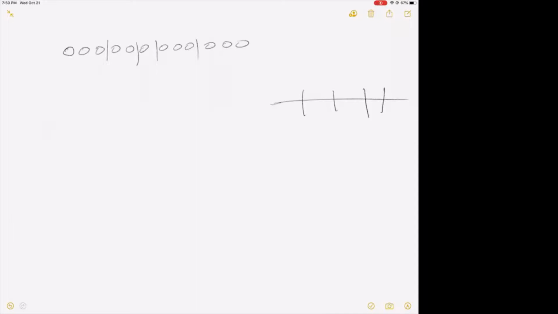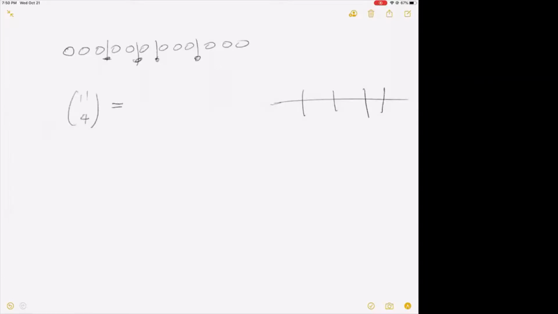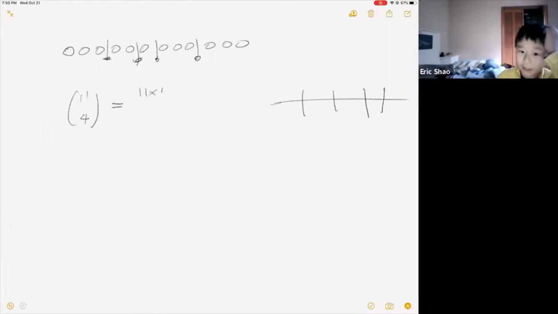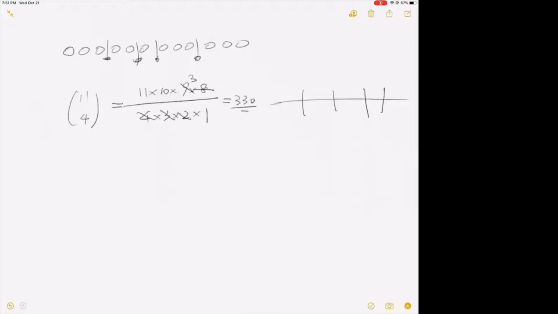Okay, so 11 choose 4. We have 11 spaces and four sticks. That equals 11 times 10 times 9 times 8 over 4 times 3 times 2 times 1. You can cancel out the 4 and the 2 against the 8, and the 9 with the 3, and you get 330 ways. Very good. So this is from problem number two, right? Yes, there are 330 ways if Leo has to give at least one piece to each family member.